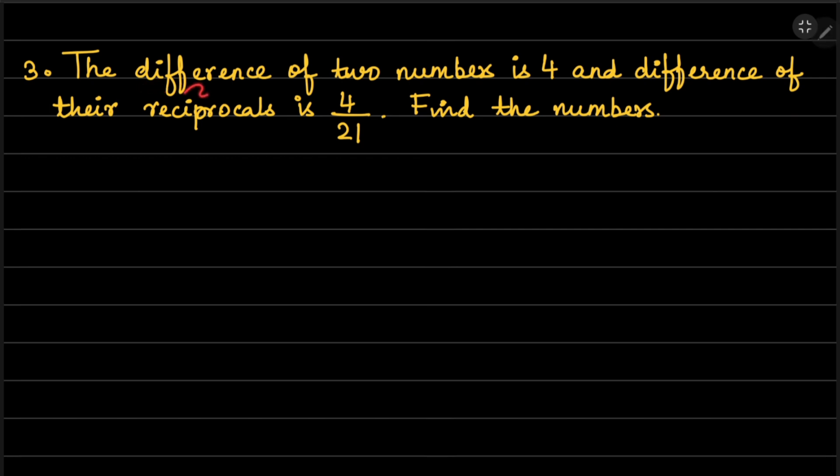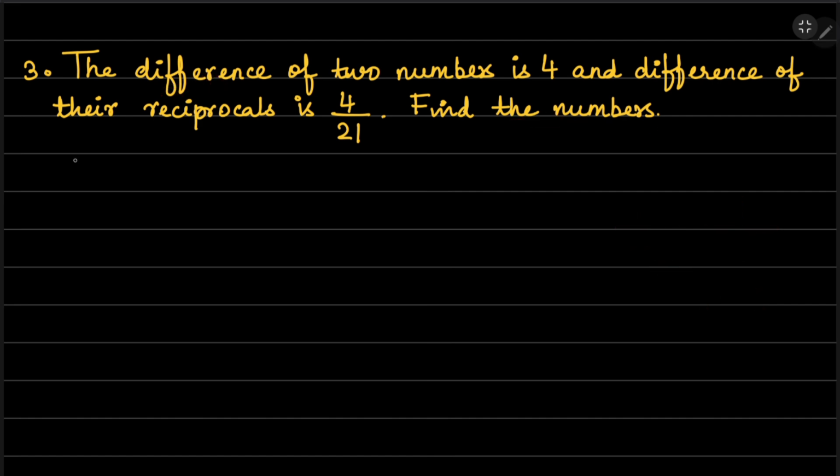Very easy question. You are given the difference of two numbers is 4 and the difference of their reciprocals is nothing but 4 by 21. Find the numbers. What do you mean by reciprocal? If you have a number say 2, what will be the reciprocal of 2? 1 by 2. If you have a number say 1 by 2, what will be the reciprocal of 1 by 2? 1 divided by 1 by 2, which is nothing but 2. So the reciprocal of 1 by 2 is 2 and the reciprocal of 2 is 1 by 2. Now, first of all, you have to find the two numbers.